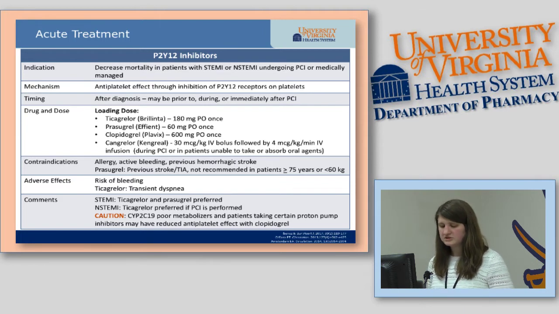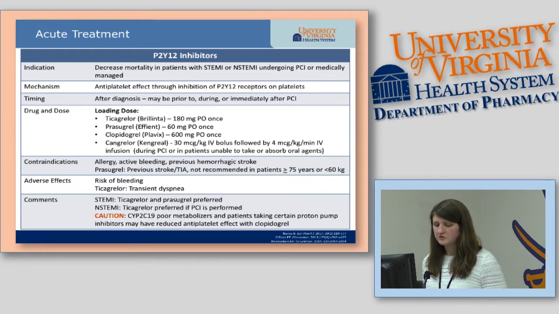And then it is important to note that there are some drug interactions to consider with these agents, such as clopidogrel, which has issues with CYP2C19 poor metabolizers in patients taking certain proton pump inhibitors.